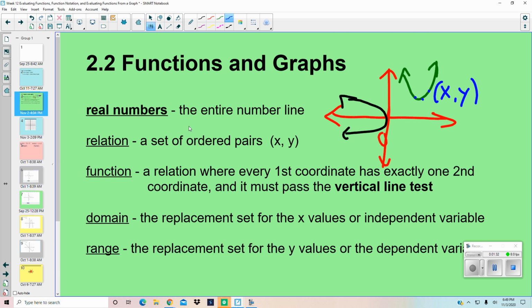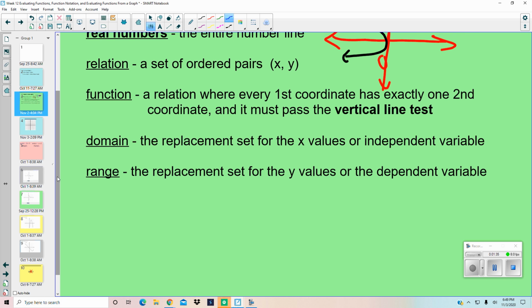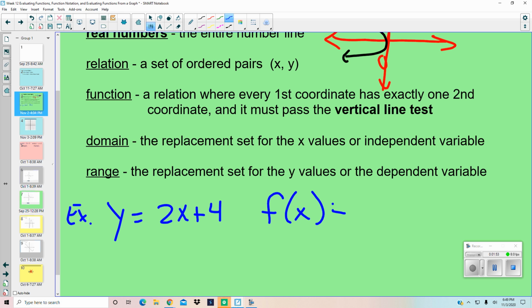So now, when you're talking about function notation, normally we look at graphs in terms of x and y. So like y equals 2x plus 4. If I were to write that in function notation, that looks like this: f of x equals 2x plus 4. Okay, this was created by a mathematician named Euler. He used function notation so that you could evaluate at any given value of x.